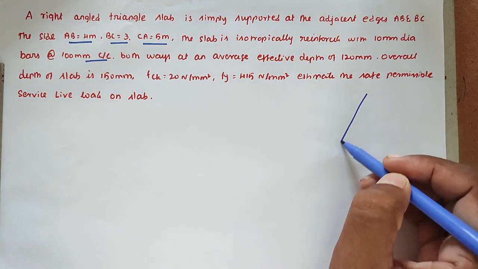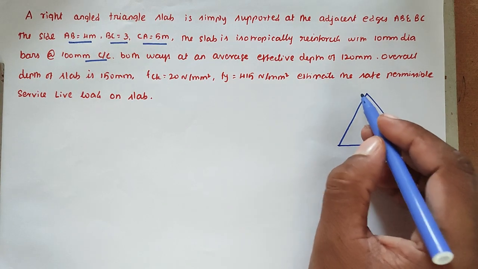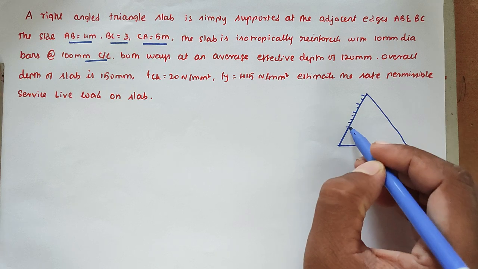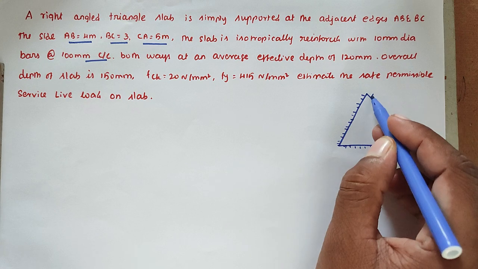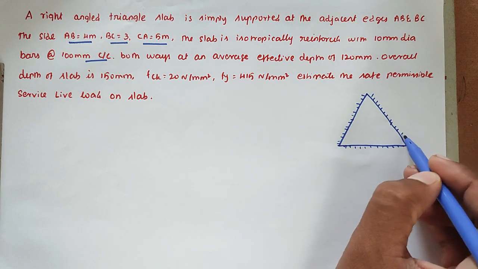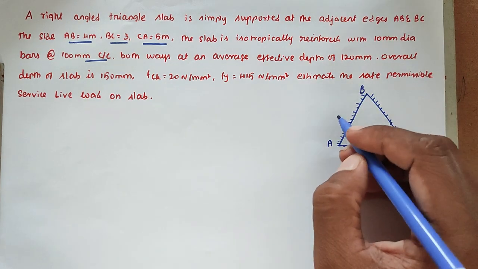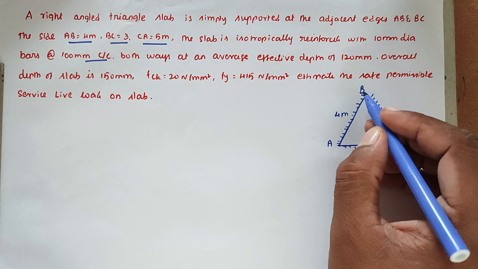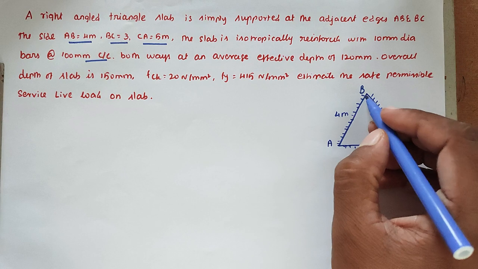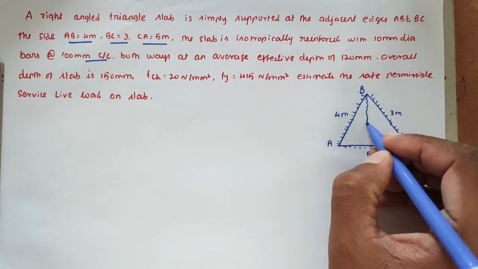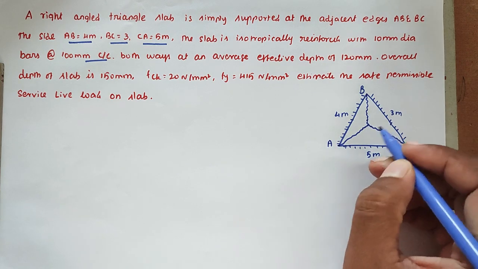Okay, so now we can draw the slab. This is simply supported. In yield line theory, we denote the simply supported edge like this. We can call the corners A, B and C. AB is 4 meter, BC is 3 meter, and CA is 5 meter. The yield line will be like this, with the tension in the bottom side.